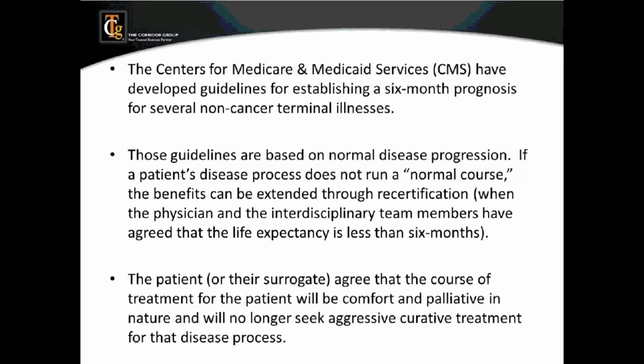The patient or their surrogate agree that the course of treatment for the patient will be comfort and palliative in nature and will no longer seek aggressive curative treatment for that disease process, which we know that there's no cure for Alzheimer's. There's no cure for a heart that no longer can beat as it should. There's sometimes no cure for end-stage cancers anyway. But the patient is electing that they're not going to seek any aggressive treatment. We always tell people that if something new comes out tomorrow, they have the right to revoke their hospice benefit and go for that cure. But while they're under the hospice benefit, they won't be seeking that cure. Next slide, please.